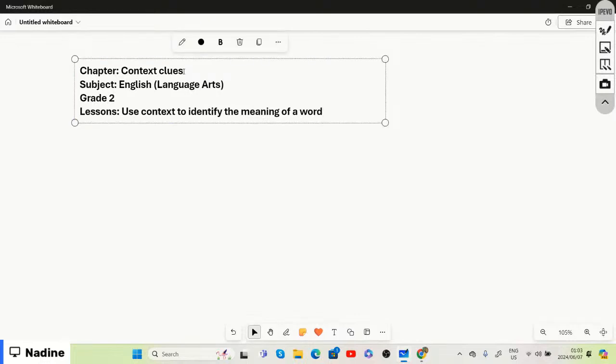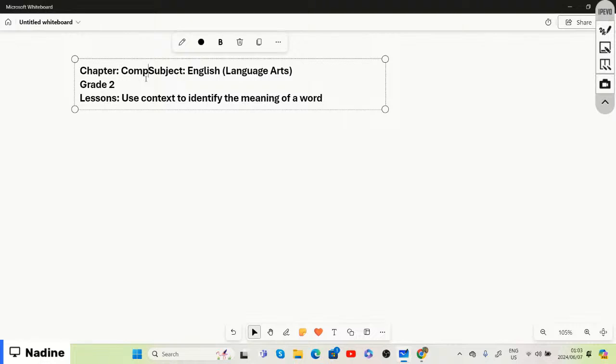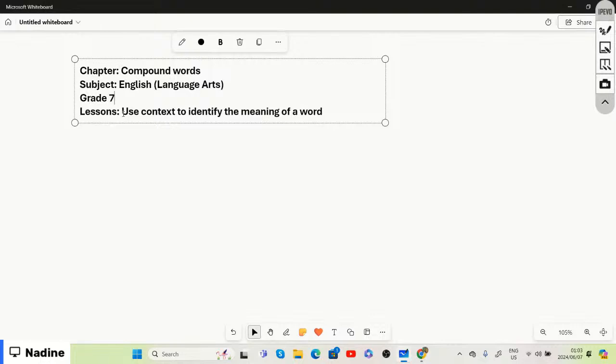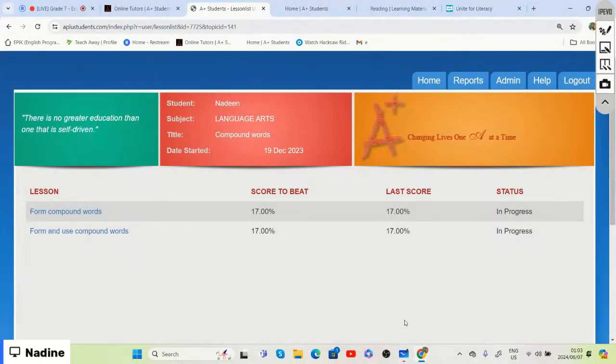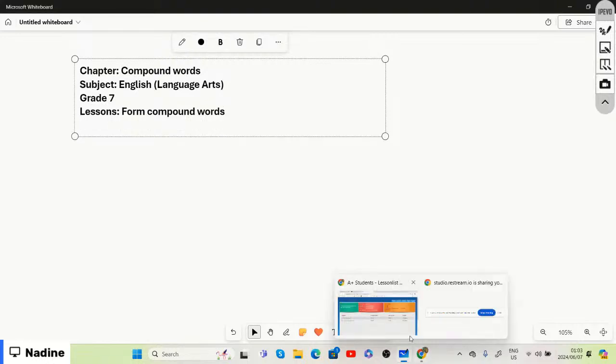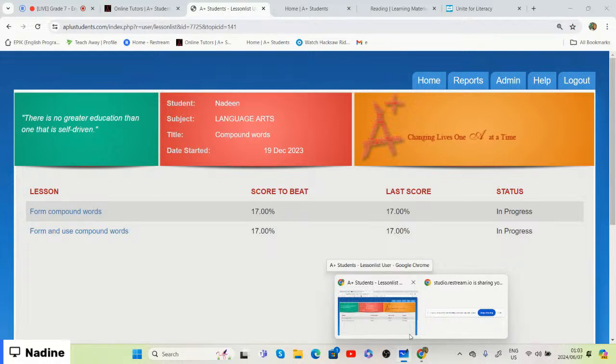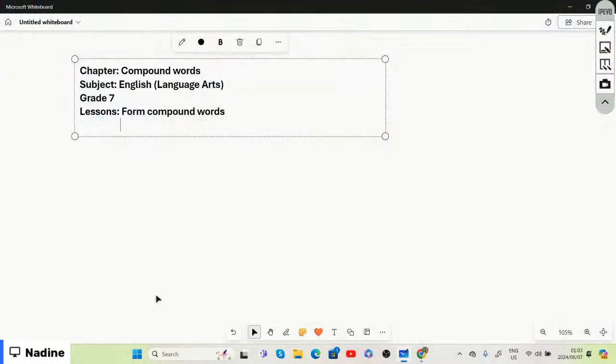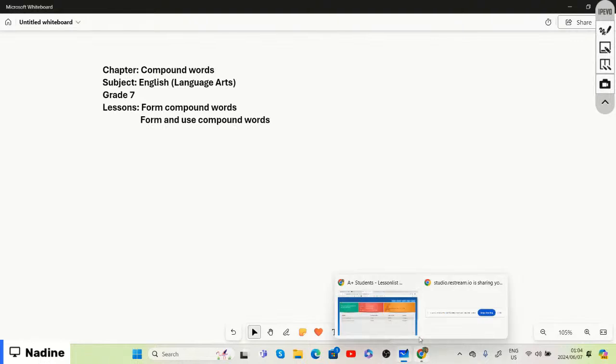Once we've logged on to aplusstudents.ca with our username as well as our password, we're going to select the subject of English language arts, grade 7. And then we're going to scroll down up until we get to our chapter of compound words.